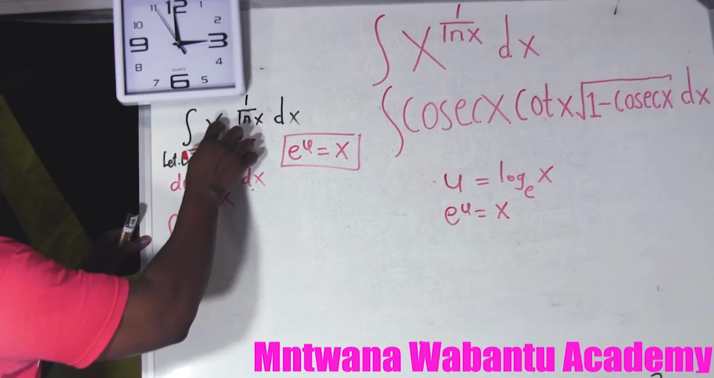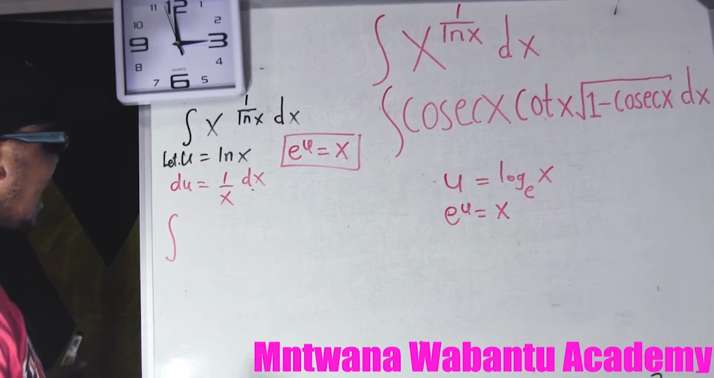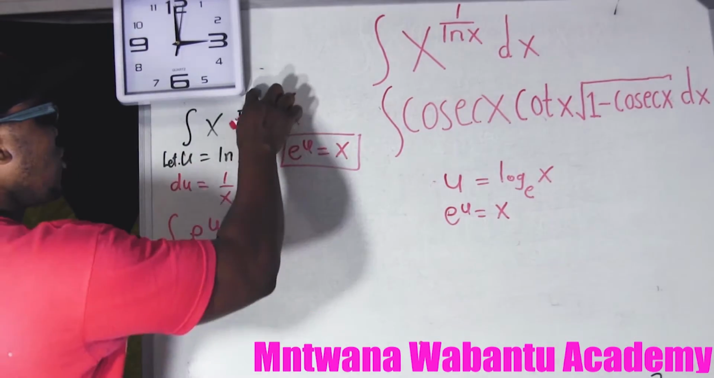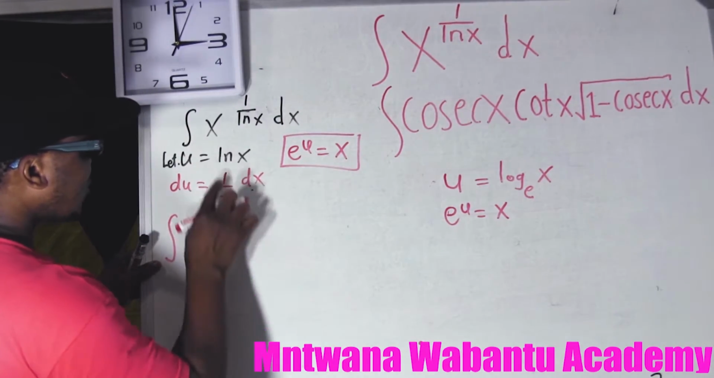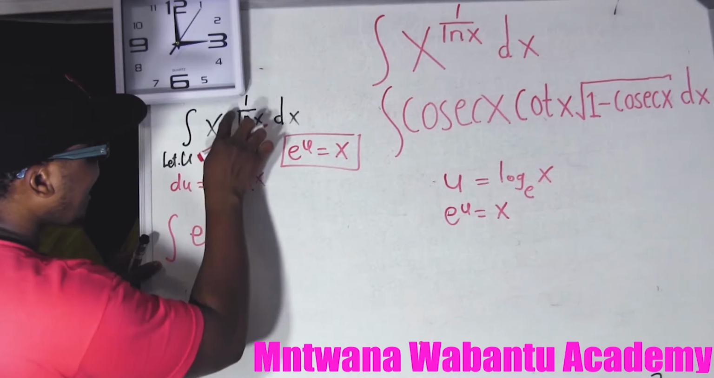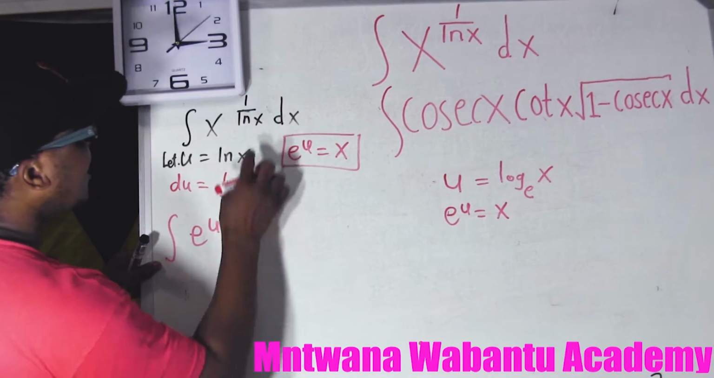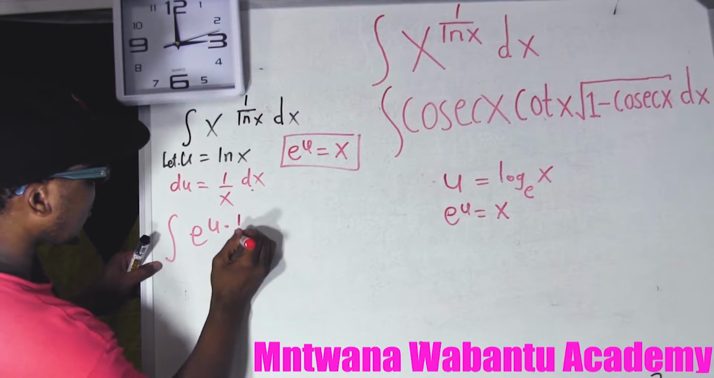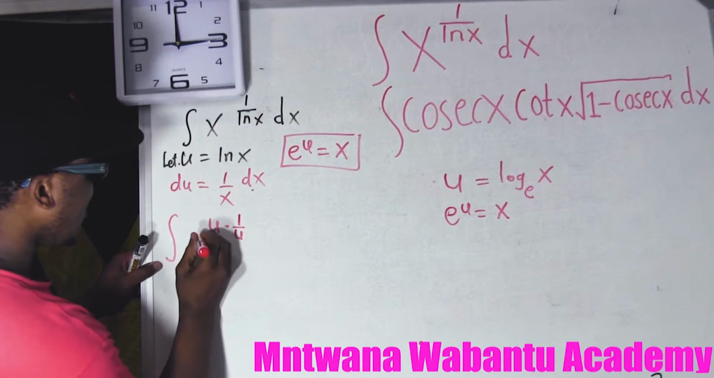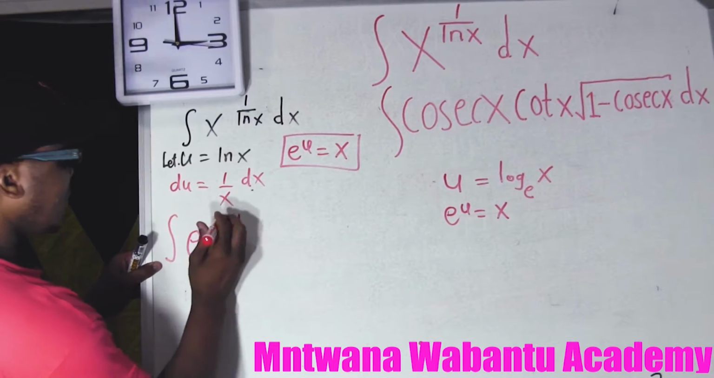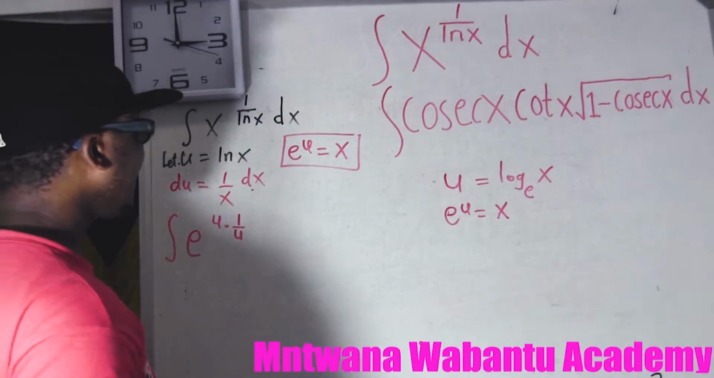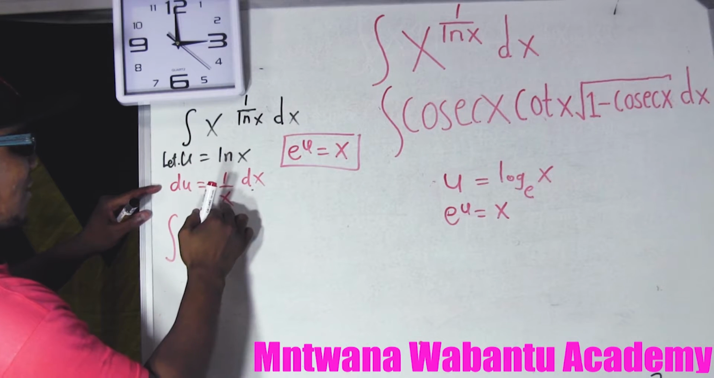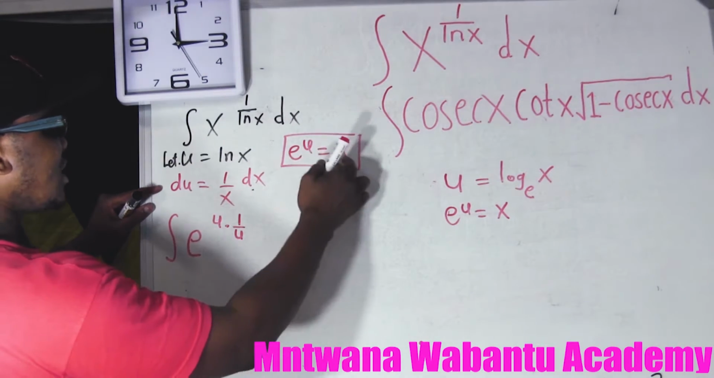So I'm going to say e, and then x. What is that x? We know x is e power u. And here it's going to be 1 over, and this is e power u, multiplied by ln of x. What is ln of x? ln of x equal to u, because I do the substitution now. And then dx. What is the dx? I know the value of x: x equal to e power u.